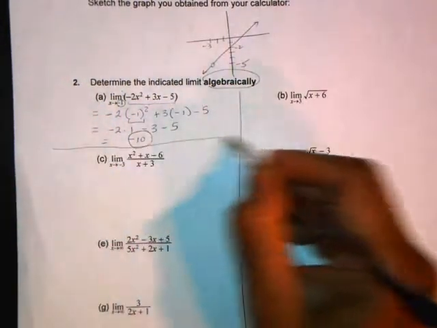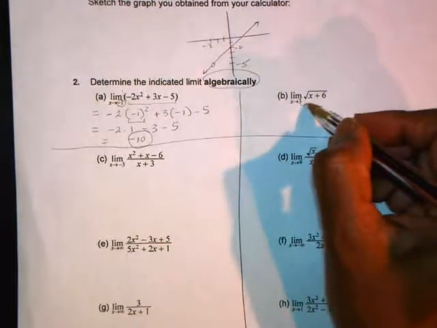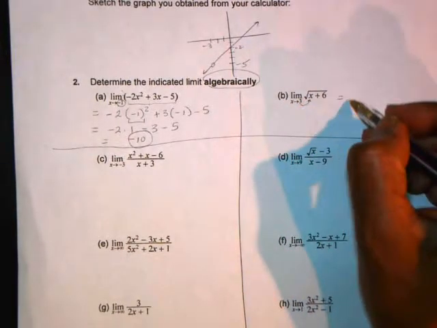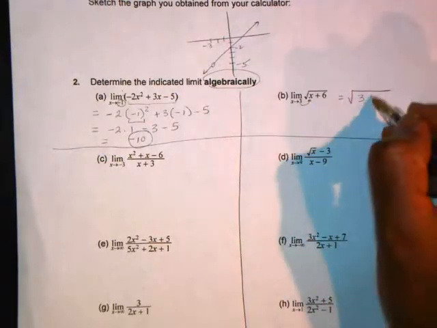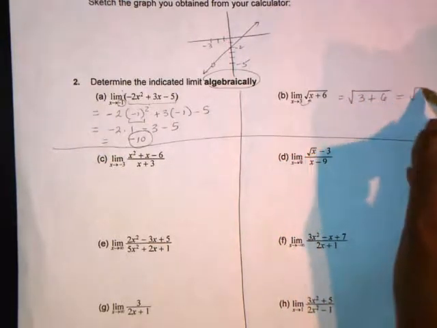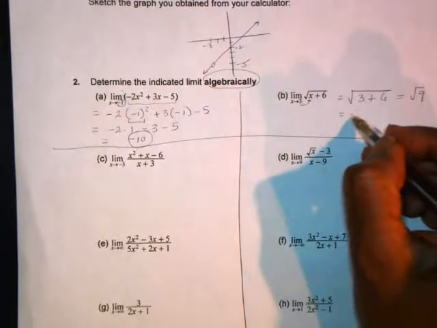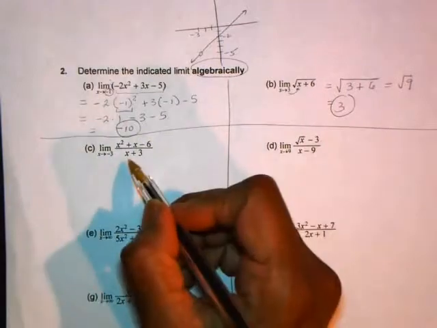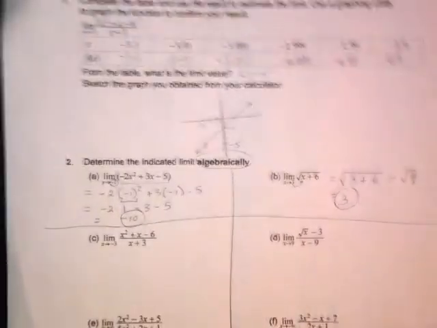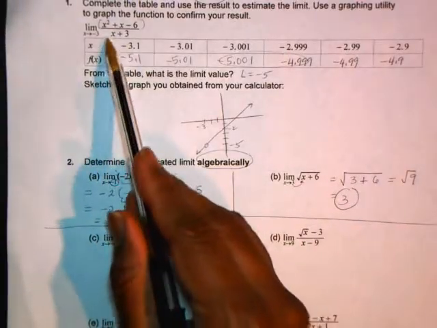For the next question, B, the same way, we're going to substitute the 3 there. I'm not going to write limit anymore, just plug in. This is equal to 3 plus 6, which is the square root of 9, which is just 3. So 3 is the limit. This next one should look familiar to you. It's the very first problem, the one that we did up here.